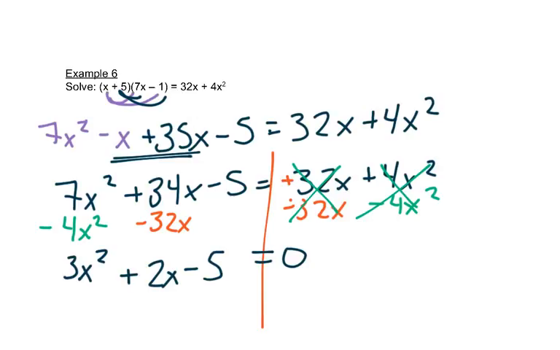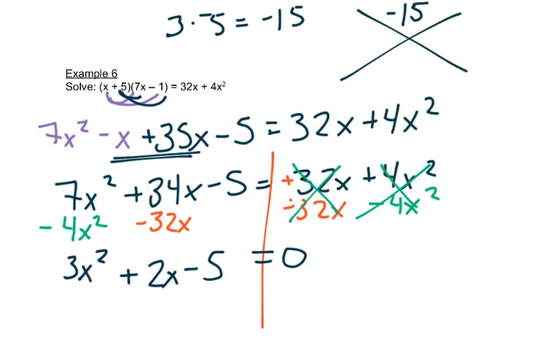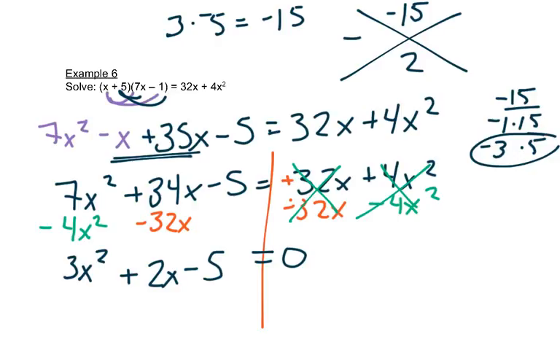Now I'm ready to factor. There's not any greatest common factor, so I take a times c, and I get negative 15. So I'm trying to multiply to get negative 15 and add to get 2. So if I look at my negative 15, that's 1 and 15, 3 and 5. I want my smaller number to be negative. So there's my numbers right there, negative 3 and 5.